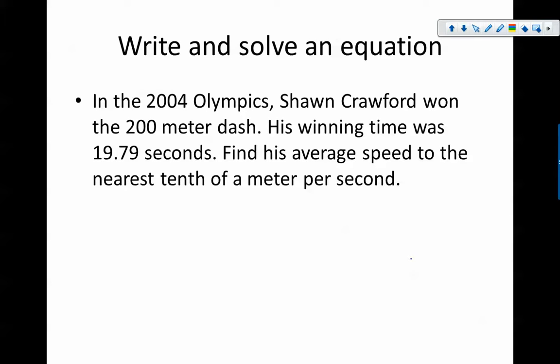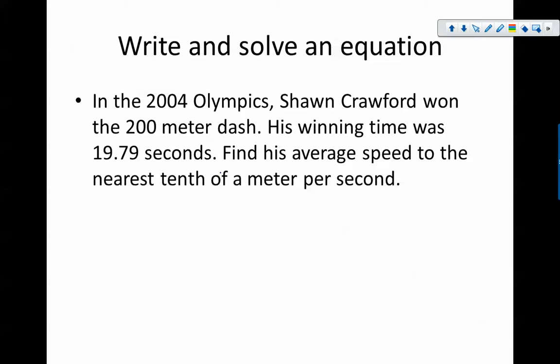So here we have, in the 2004 Olympics, Sean Crawford won the 200-meter dash. His winning time was 19.79 seconds. We want to find his average speed to the nearest tenth of a meter per second.